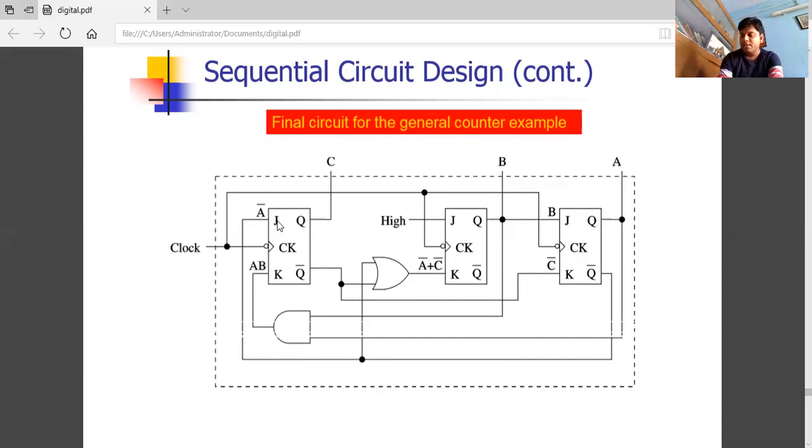Next, JC equals A dash, which means Q dash of A is connected to JC. And KC equals AB. A means Q, we go to an AND gate, and B is connected to it. The AND gate gives AB, which is connected to KC. This is the sequential circuit design for the twisted counter.